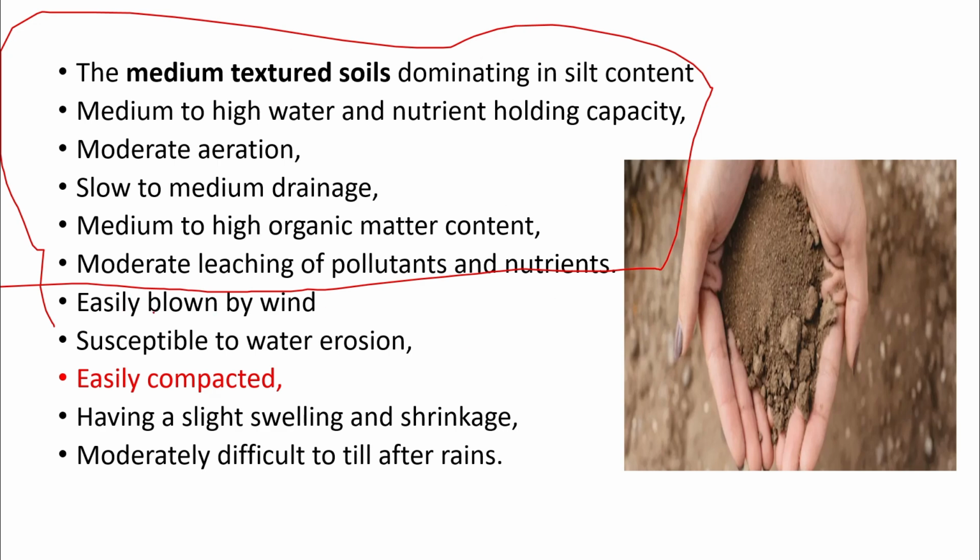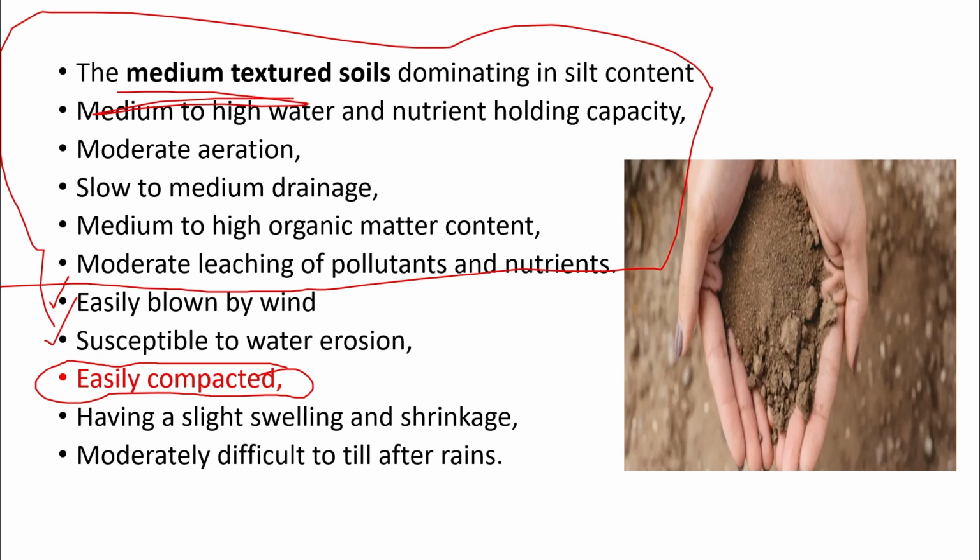Then easily blown by wind and susceptible to water erosion. And this one you have to study. It is easily blown by the wind, then it is susceptible to water erosion and easily compacted. So this soil will get easily compacted and has slight swelling and shrinkage and is moderately difficult to till after rains. So this is a property of medium textured soil.